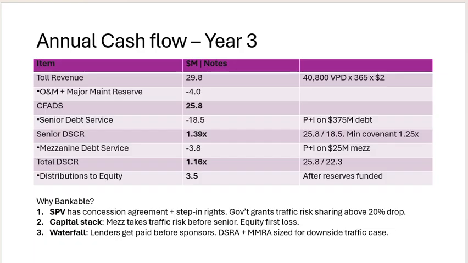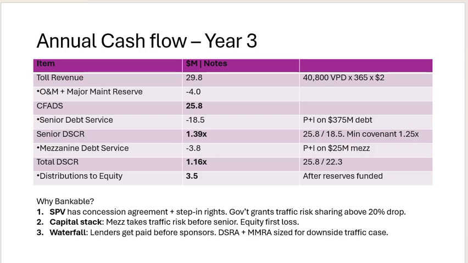So why is it bankable? Why would the bank give this special purpose vehicle the funds? The SPV has a concession agreement plus step-in rights. The NHAI, National Highway Authority of India, will give the funds on time, and with the step-in rights the government grants traffic risk sharing above a 20% drop, and the capital stack mezzanine takes the traffic risks before the senior debt, as first loss.